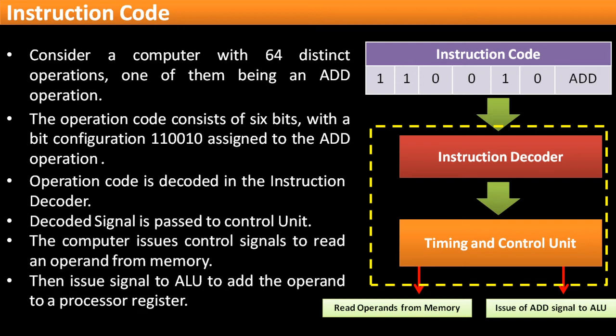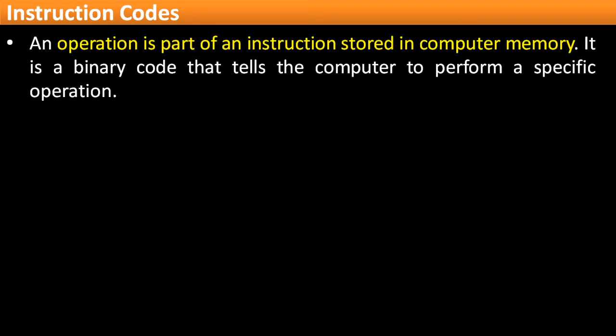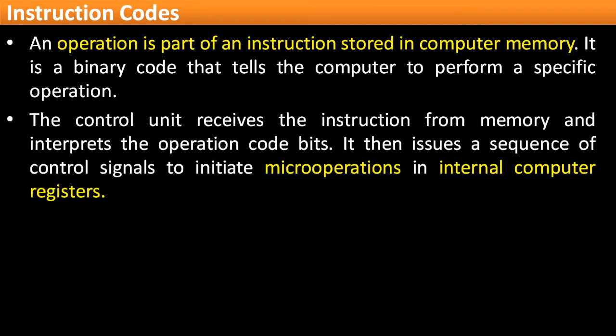This is only an overview of what is being carried out inside a general purpose computer. Now, the operation part of an instruction stored in the computer memory is a binary code that instructs the computer to perform a certain specific operation. Here we have to understand the difference between micro and macro operations. The control unit receives the instruction from the memory, interprets the operational code bits, and then issues a sequence of control signals to initiate different micro operations.